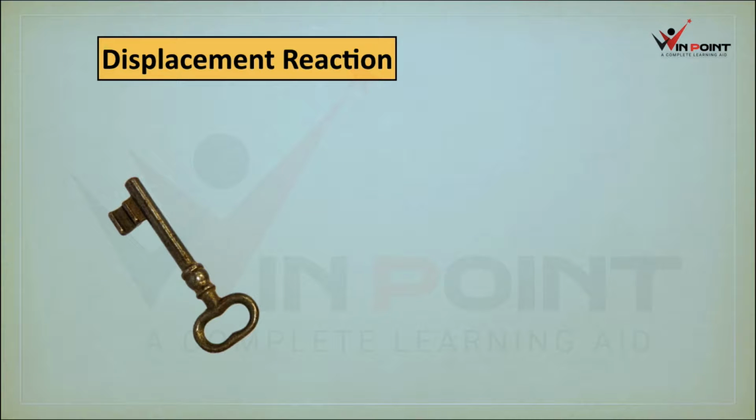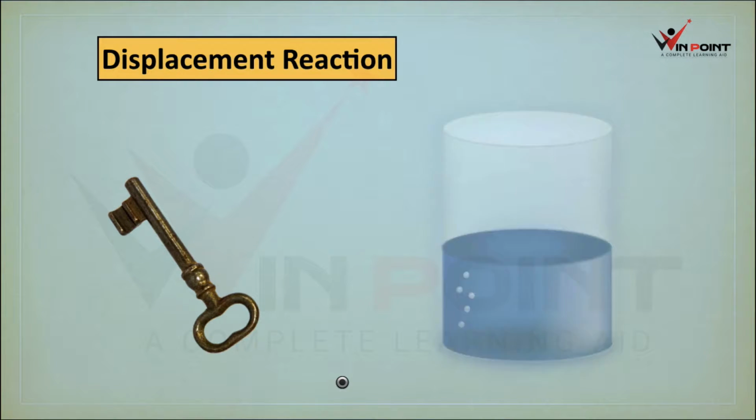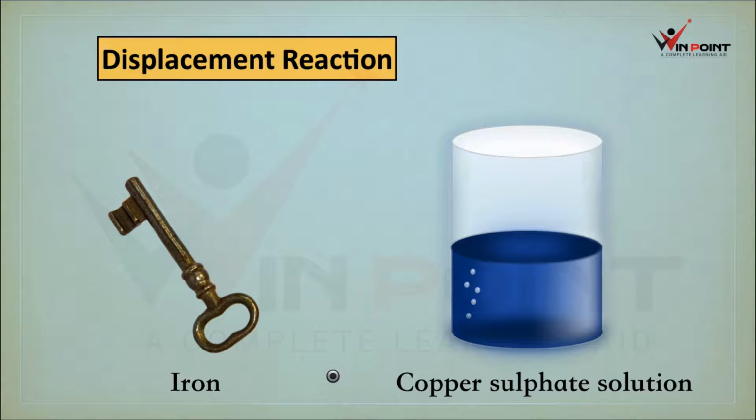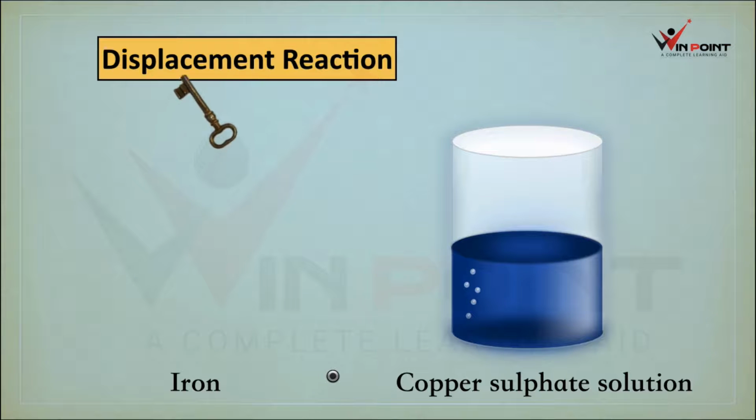We are considering an iron key. It is an iron material. And it is copper sulphate solution. Copper sulphate solution is also known as blue vitriol because of its blue color. Iron and copper sulphate solution. We are going to add this iron into that copper sulphate solution.